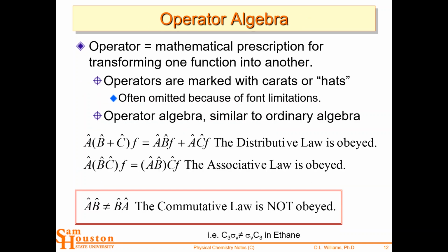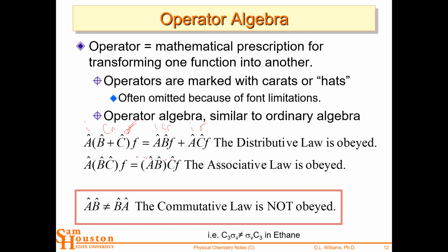Let me say a note about operator algebra. The distributive law is obeyed and the associative law is obeyed. So you can distribute an operation through if you have a combined set of symmetry operators. So this might be a sigma reflection, and this might be a rotation axis, and this might be an inversion. And so you could distribute that through and have the inversion times the Cn of that function, and then you could have the inversion times the reflection of that function. And so this is okay to do.